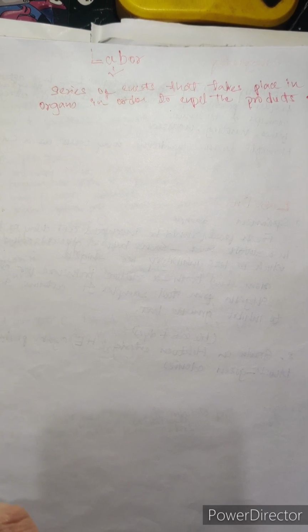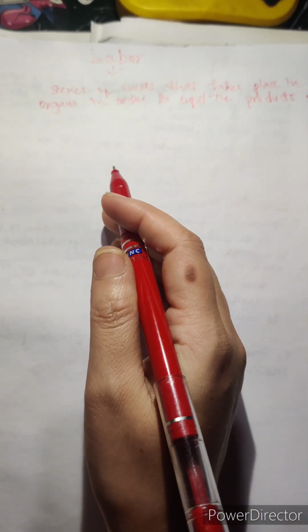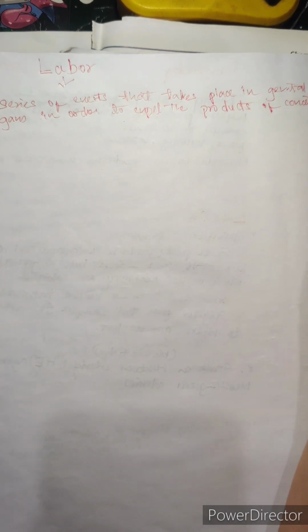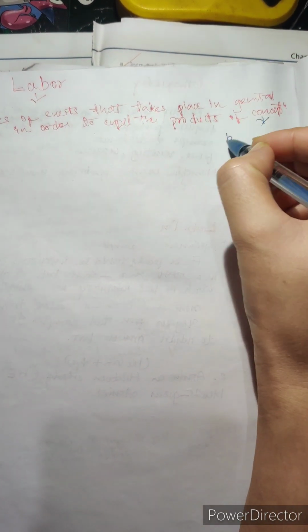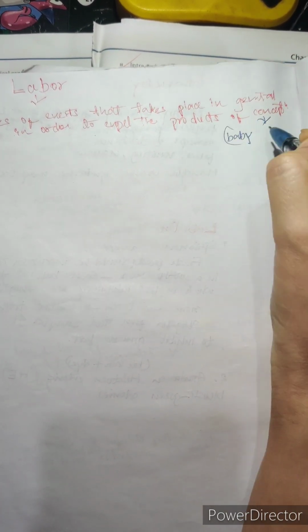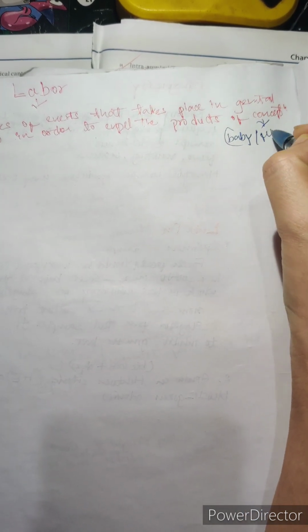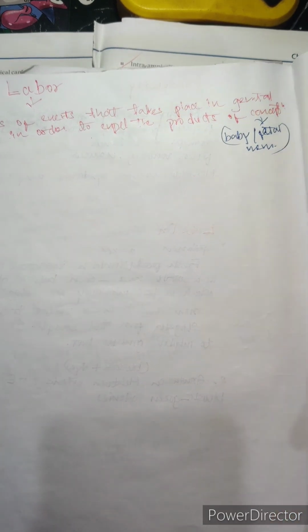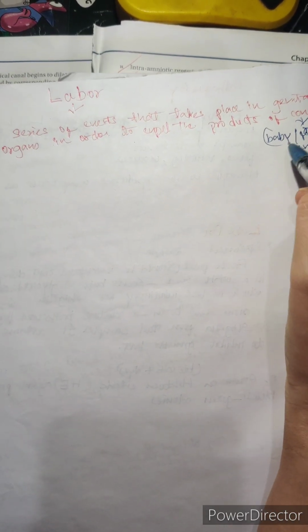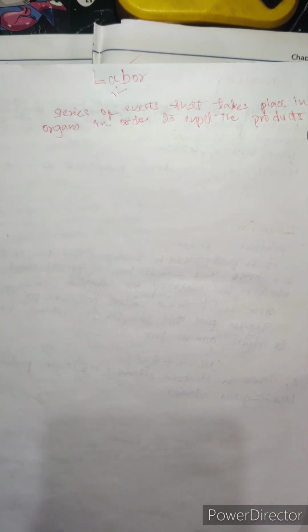Okay, so what is labor? Labor is the series of events which takes place in the genital organs in order to expel the product of conception. Your products of conception are the baby and the fetal membranes.